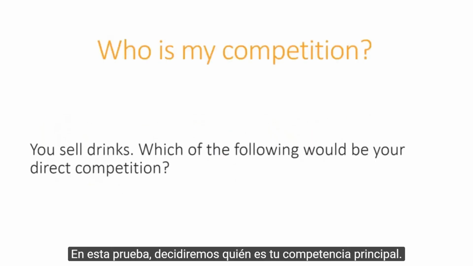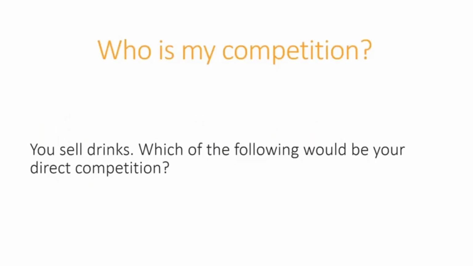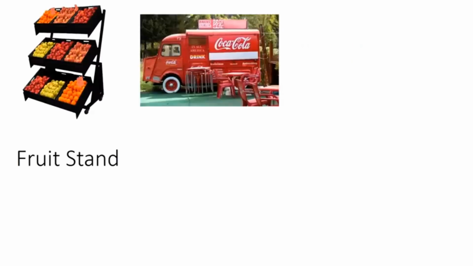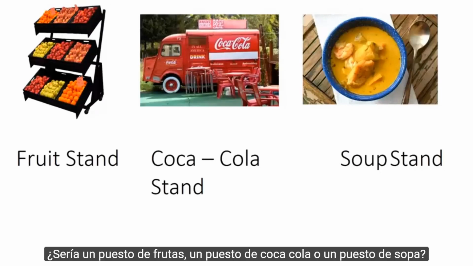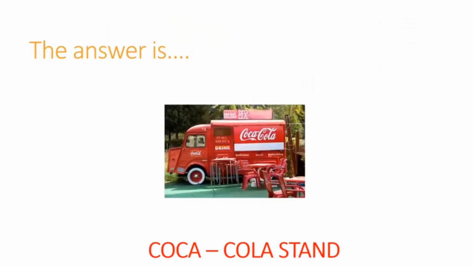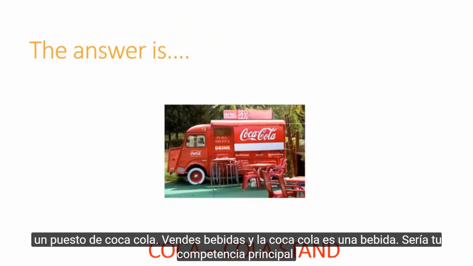In this quiz, we will determine who your main competition is. You sell drinks. Which of the following would be your direct competition? Would it be a fruit stand? Would it be a Coca-Cola stand? Or would it be a soup stand? And the correct answer is Coca-Cola stand. You sell drinks and Coca-Cola is a drink. That would be your main competition.